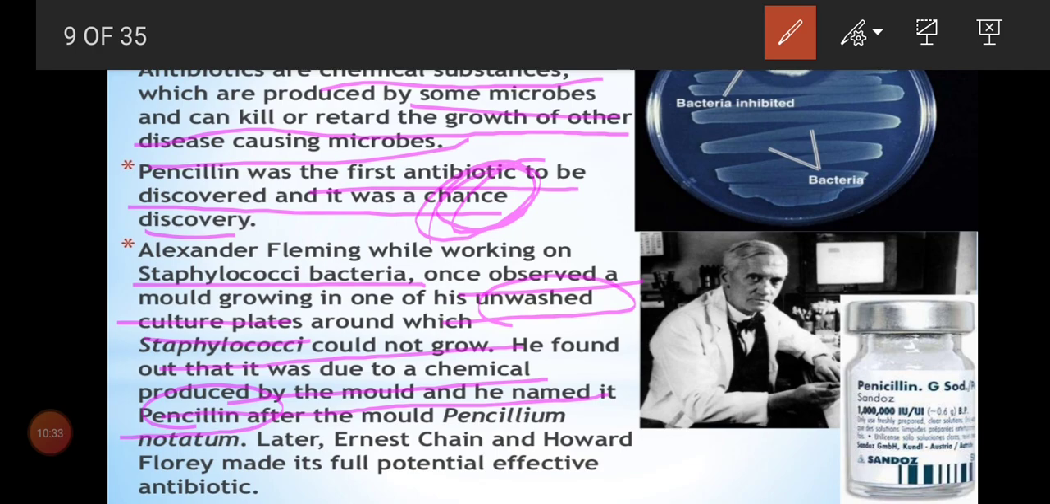First he discovered it by chance. Afterwards, two scientists, Ernest Chain and Howard Florey, made it a fully effective antibiotic. So first it was discovered accidentally, and afterwards it was perfected by Ernest Chain and Howard Florey. For this work, both Fleming and the two scientists, Ernest Chain and Howard Florey, were awarded the Nobel Prize together. Okay, children. So that is penicillin.